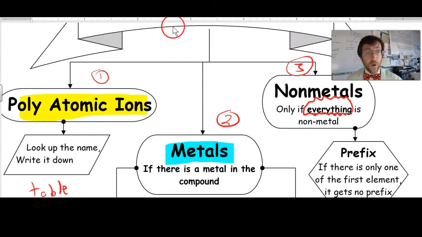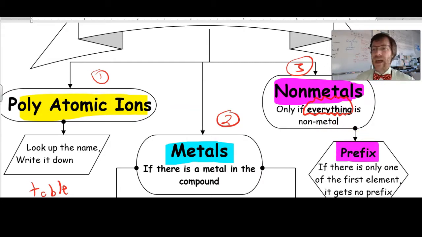And then the third category and the last one is if everything in the entire compound is a nonmetal, we're going to use a prefix to tell us the number. And I will give you the prefixes. You don't have to memorize the prefixes. I'm not testing you on memorizing prefixes. The only weird thing about the prefix is that if there is one of the first element, we drop the prefix. I'm not exactly sure why, but we do it all the time. Carbon dioxide, carbon monoxide. It's not monocarbon monoxide. It's not monocarbon dioxide. It's carbon dioxide. Got it? Good. That is awesome.